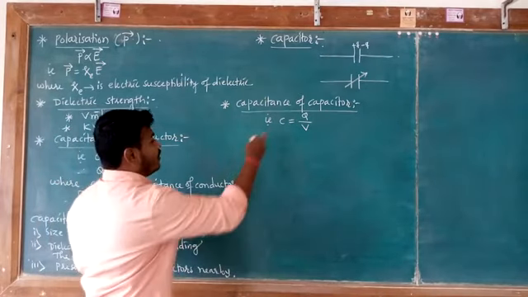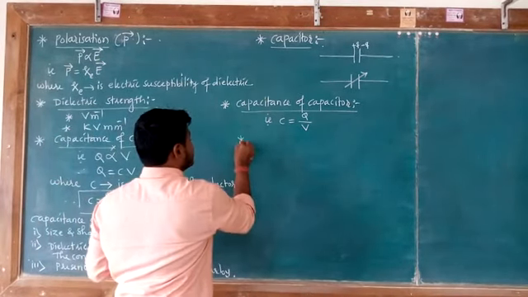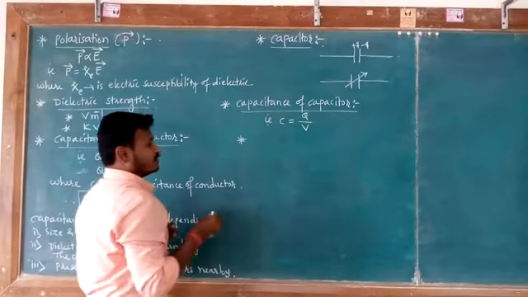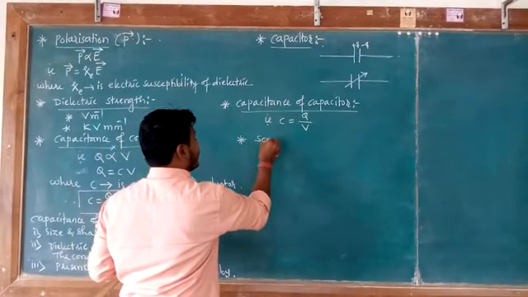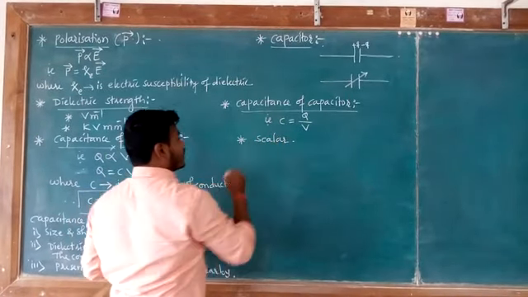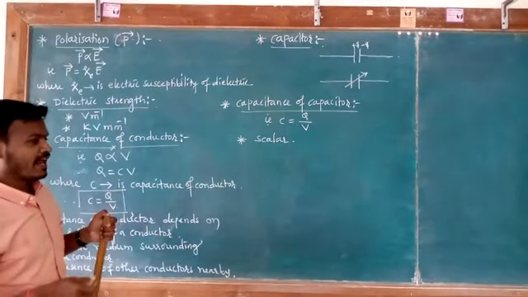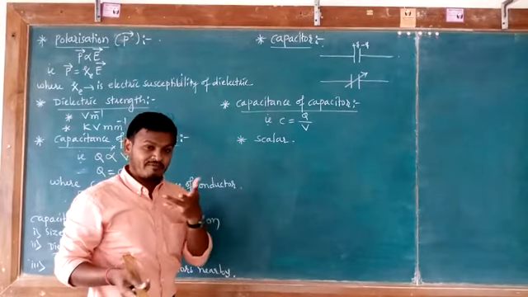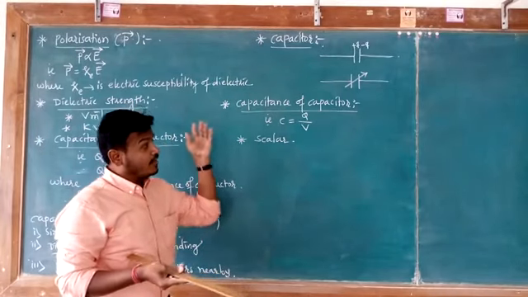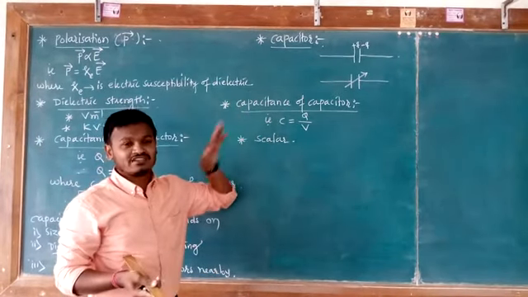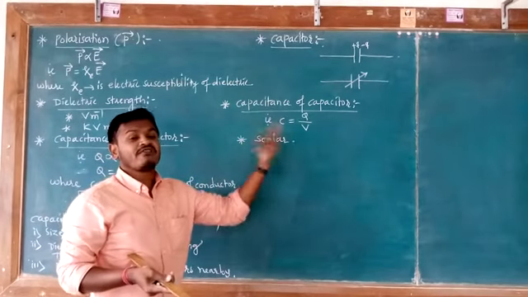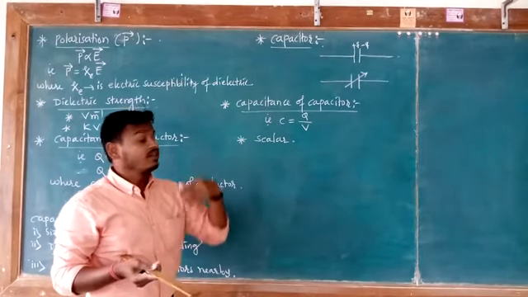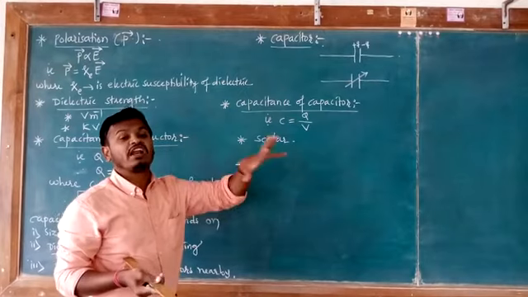And the next one: by the help of this equation, the capacitance of a capacitor is a scalar quantity. Generally, the capacitance of a capacitor can also be understood by the help of a specific definition, that is, the ability of a capacitor to store electric charges. The capacity of a capacitor to store electric charges, the capacity of a capacitor to store electric energy.